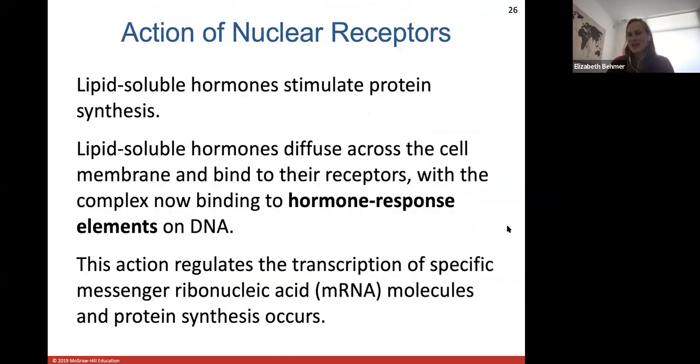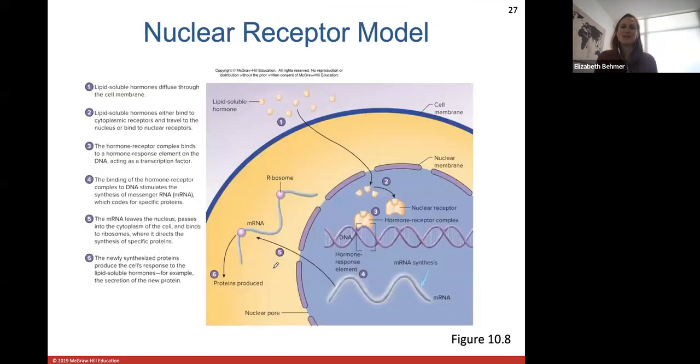The action of nuclear receptors, so this is for lipid-soluble hormones that can get into the nucleus, they will stimulate protein synthesis or the creation of new proteins. So when these lipid-soluble hormones get into the cell and bind to the receptors, they can now bind to hormone response elements on DNA, and this will start the transcription process of creating a specific type of protein in order to initiate a cellular response.